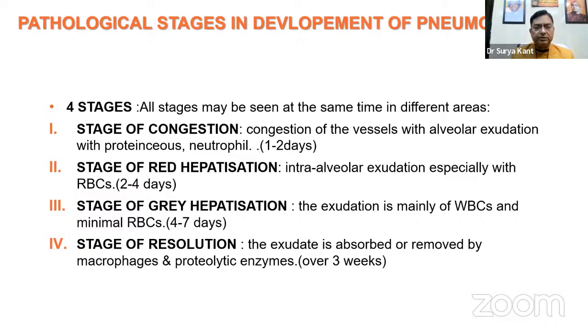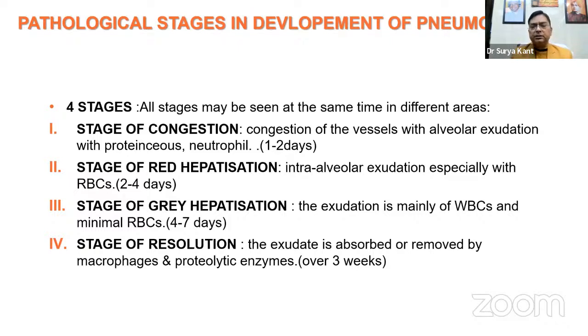The second stage is called the stage of red hepatization, that is intra-alveolar exudation, especially with RBCs, and it lasts 2 to 4 days. So the next 2 to 4 days are the stage of red hepatization. It is called red hepatization because the majority of the inflammatory exudate cells are RBCs. And the third stage is called the stage of gray hepatization, where the exudation is mainly of WBCs and minimal RBCs, and that lasts for the next 4 to 7 days. It is called gray hepatization because of, of course, the presence of white blood cells.